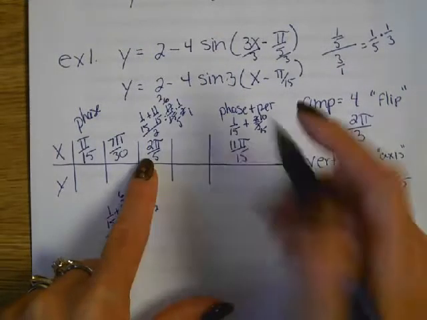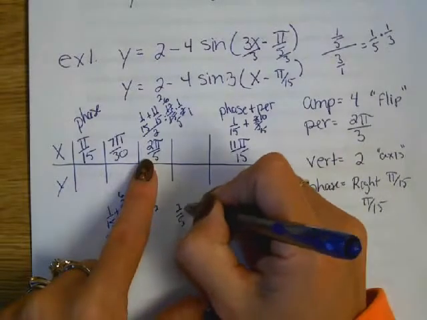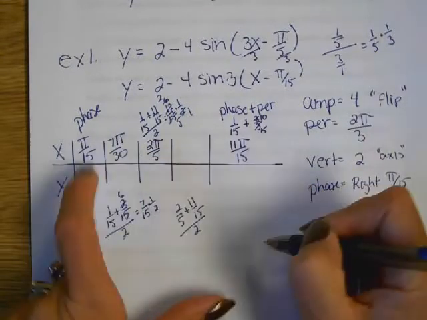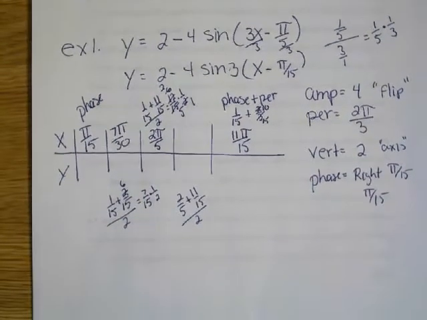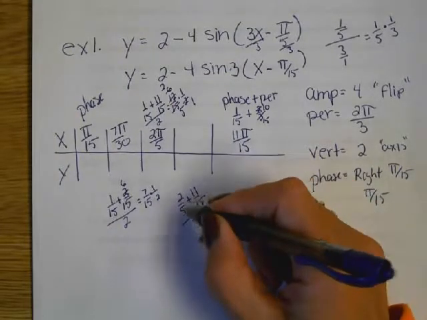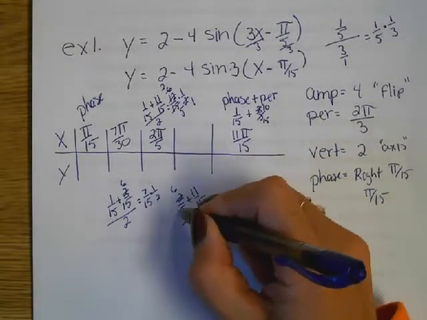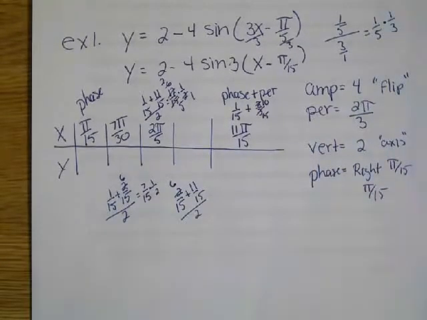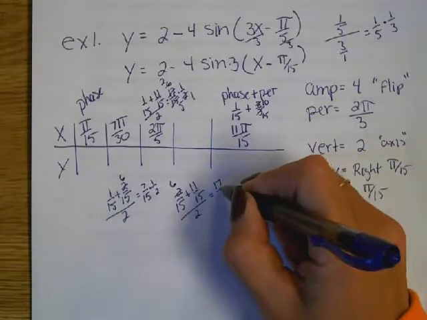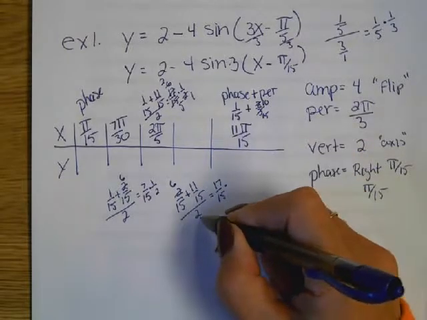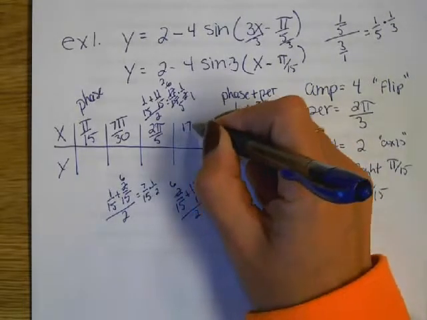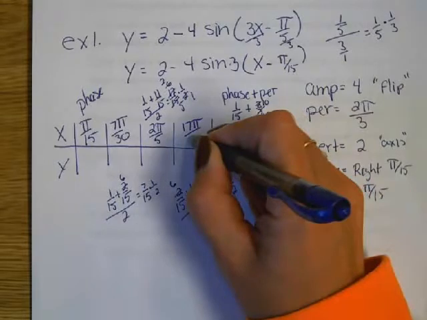And then one more time. 2/5 plus 11/15 divided by 2. Common denominator is coming next. Timesing by 3, that's going to give me 6/15. Adding 17/15. Dividing by 2 is timesing by a half. Nothing cancels. 17 pi over 30.